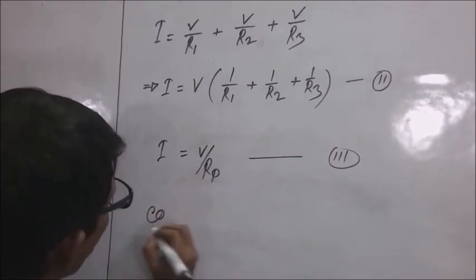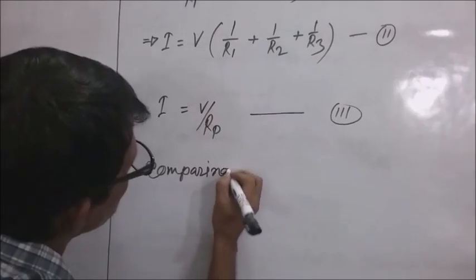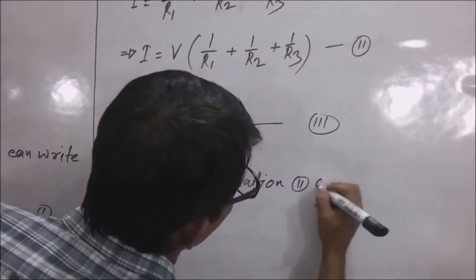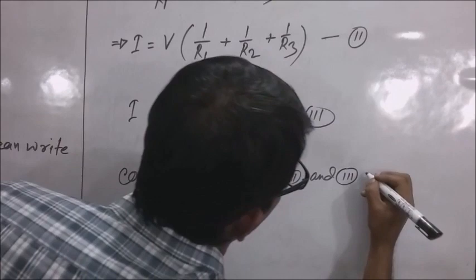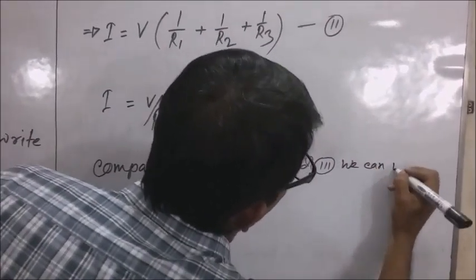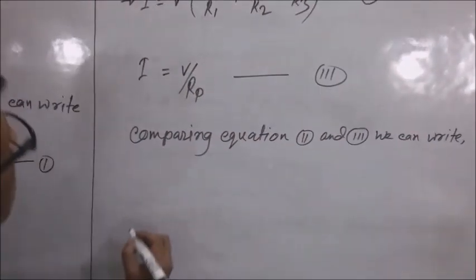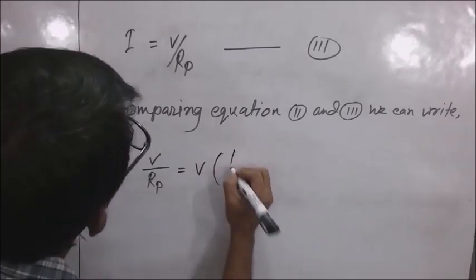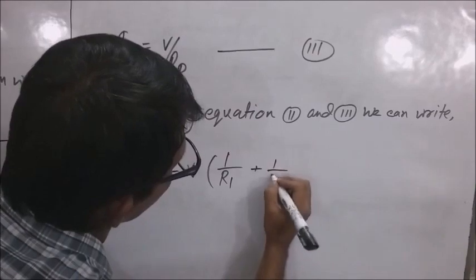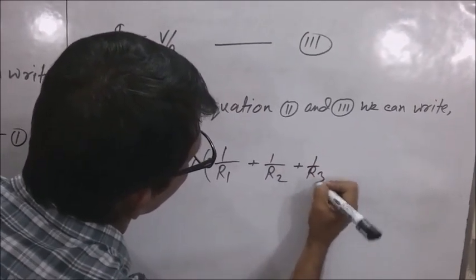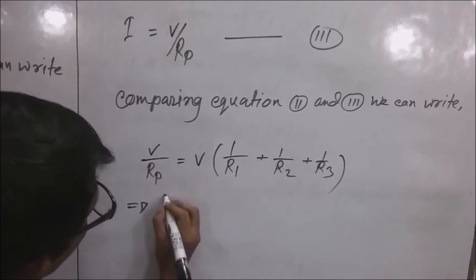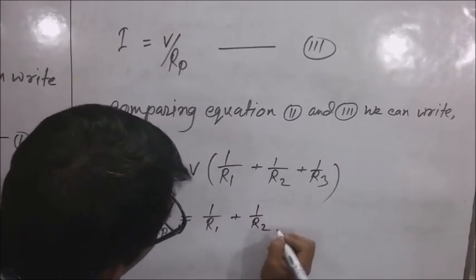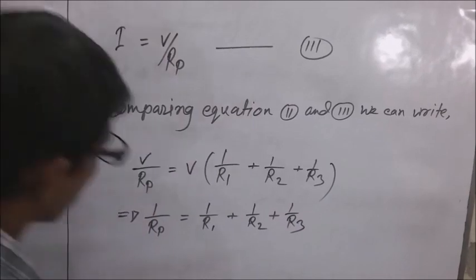Comparing equation 2 and 3, we can write V by RP equal to V into 1 by R1 plus 1 by R2 plus 1 by R3, or 1 by RP equal to 1 by R1 plus 1 by R2 plus 1 by R3.